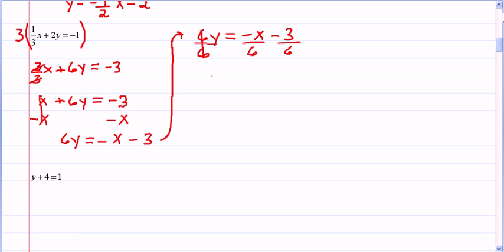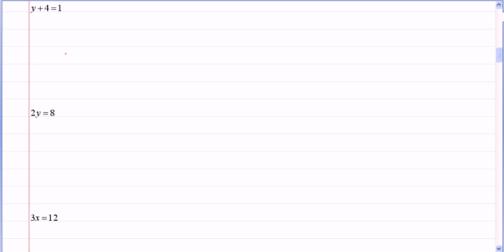The 6's cancel, so that I have y equals. Keep in mind that there's a negative 1 in front of this x, and negative 1x over 6 is just negative 1/6 x, and then negative 3 over 6 reduces to negative 1/2. So function form is y equals negative 1/6 x minus 1/2. So always solve for y when you're writing an equation in function form.